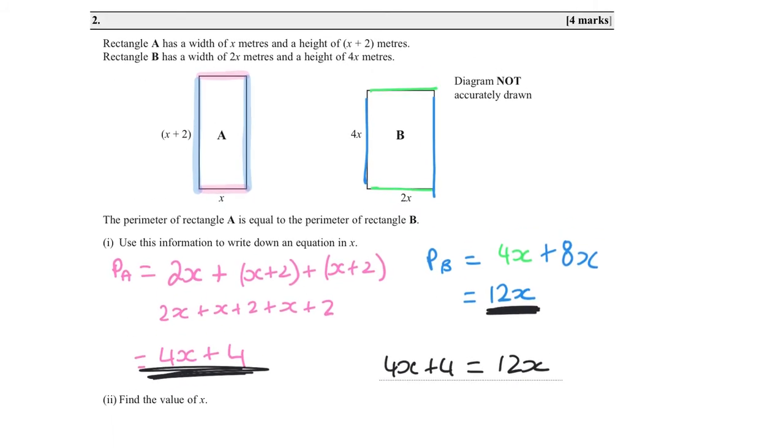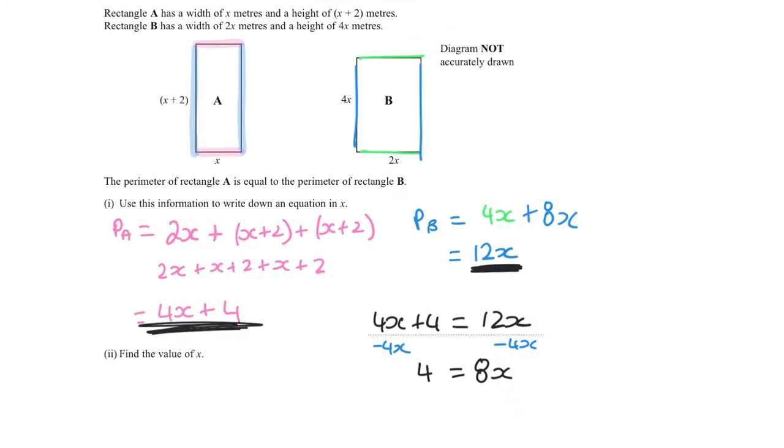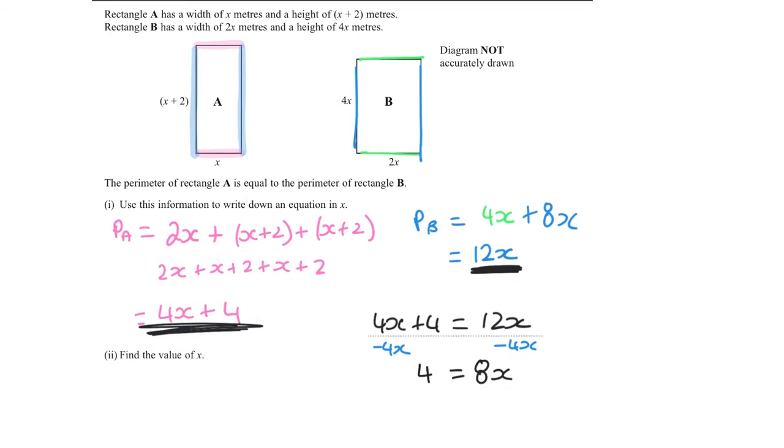Second part of the question says find the value of x. So here we go again. I want x's on one side, numbers on the other. So I'm going to minus 4x from both sides, because it's the smallest value of x. So I'm going to get 4x plus 4 minus 4x is just 4. 12x minus 4x is 8x. And then now I'm going to divide both sides by 8. 4 divided by 8 is a half. 8x divided by 8 is x.